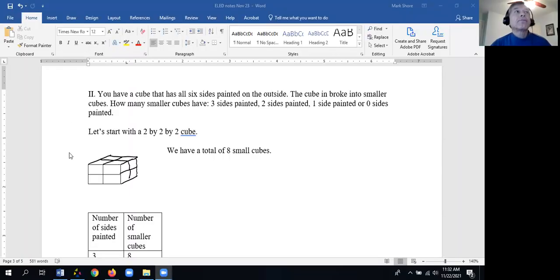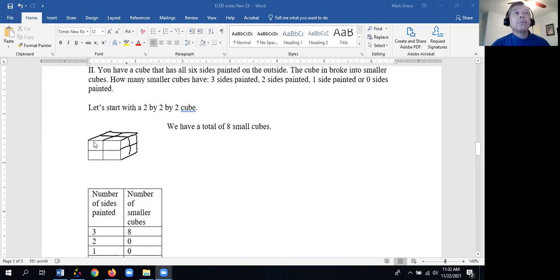So hopefully you can see this up here. I'm going to start off with a 1 by 1 cube, which is just 1 cube. And on 1 cube, all the sides have been painted. So that doesn't really help too much. So we're going to jump it up to a 2 by 2 cube. And here's a picture of a 2 by 2 cube. It's 2 across, 2 in depth, and 2 in height. So 2 times 2 times 2 gives us a total of 8 small cubes right here.